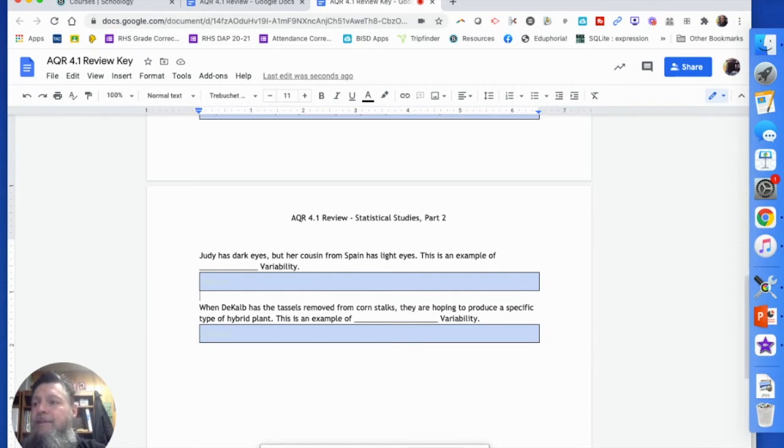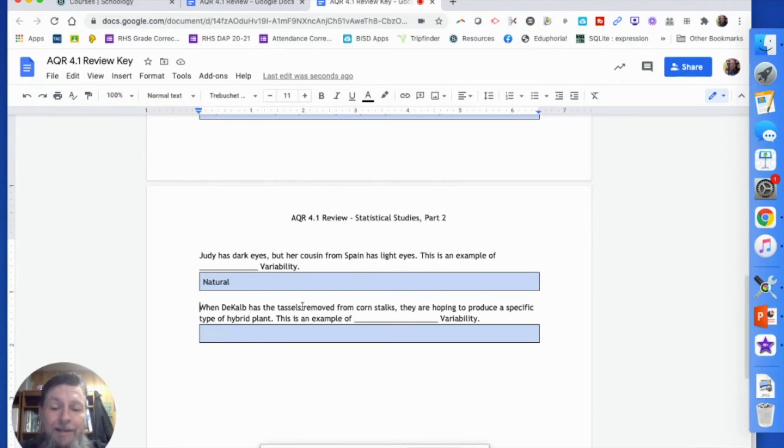Okay, if you look at these last two or three slides on that particular lesson, it says variability can be caused by natural variability or induced variability. Natural variability occurs with no human intervention or error. So if we look at this, Judy has dark eyes, but her cousin from Spain has light eyes. This is an example of natural variability. This happens naturally. Humans didn't do anything to change the color of her eyes. They're cousins, okay? They're similar, but they're not alike. So that's natural variability.